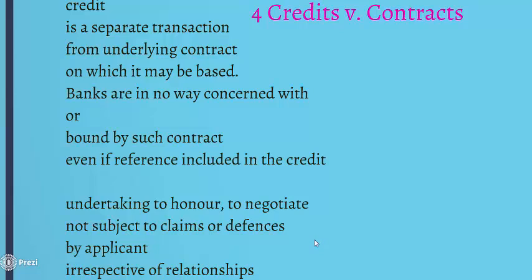The undertaking to honor or negotiate by an issuing bank is not subject to the claims or defenses by the applicant irrespective of the relationships with the issuing bank. So by this what do we mean? The issuing bank and the applicant has a contractual relationship wherein the credit facilities have been granted and based on which the applicant gives an indemnity and asks the issuing bank to issue a credit. And then the applicant and beneficiary may have a different relationship because of the underlying sales contract. But the undertaking to honor or negotiate of the issuing bank is totally independent of all these sales contracts.